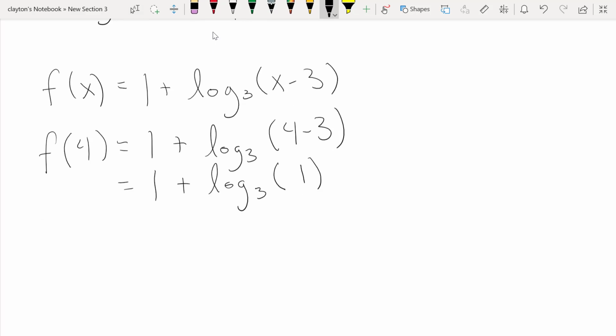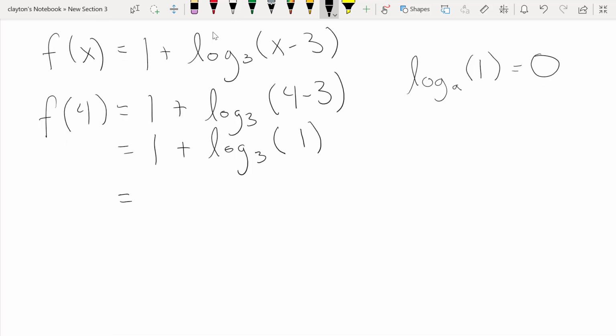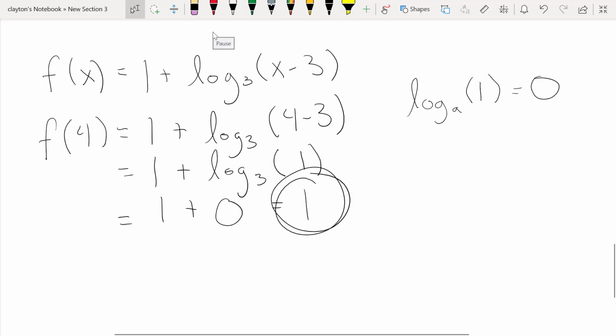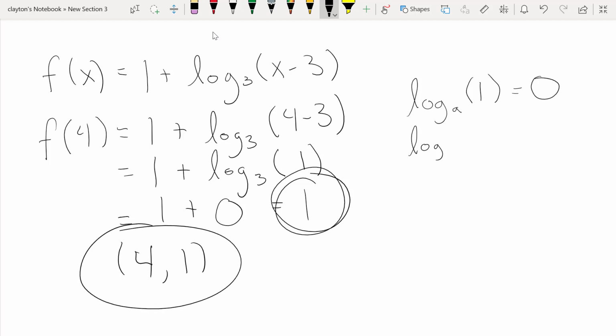And the property that we need to know is log base a of 1 is going to be equal to 0. And so our answer here ends up being 1 plus 0 is equal to 1. And we'll circle that. I'm also going to write another property, and this is what we're going to use for our next one. So this gives us the point (4, 1). The other property I want to use here is that log base a of a itself is equal to 1.